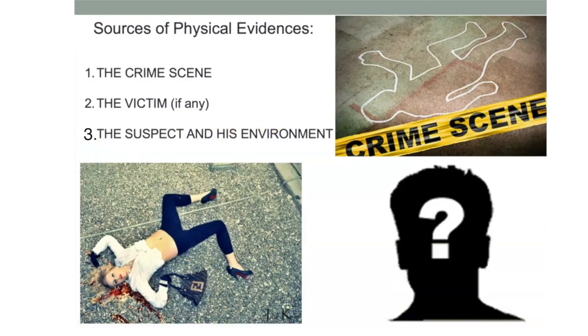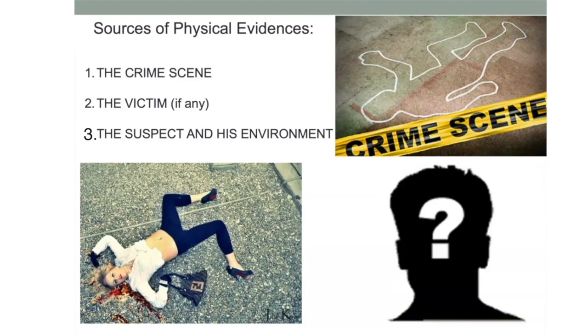So the first basic source of the physical evidence is the crime scene. And as we know from the first session, the crime scene is a place where the evidences can be encountered. So any type of evidence can be encountered on the crime scene. Crime scene is the first source of the physical evidence. The second source of physical evidence is the victim itself. If the victim is present on the crime scene, obviously there will be many of the physical evidences which have been exchanged between the criminal and the victim.